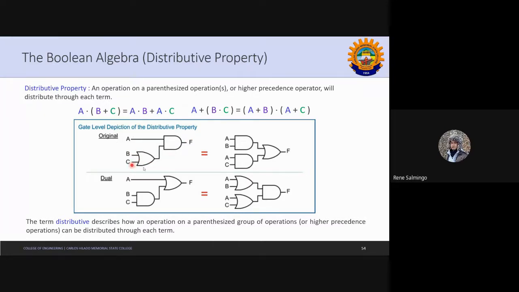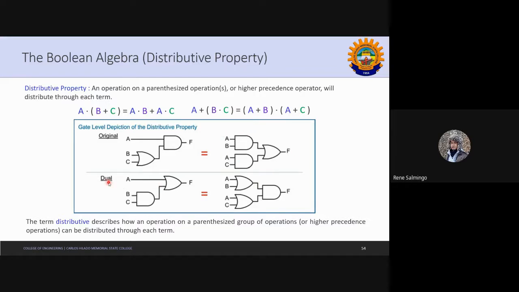If you convert this into this, what will happen? It's the same as saying A and B, and A and C, and the last thing you do is the OR. So this is an OR gate, this is an AND gate, and this is an AND gate. That is the value, and that is the interpretation of the simplification of the logic diagram.